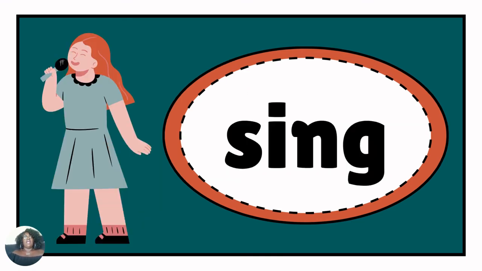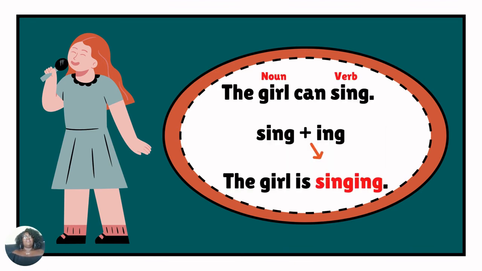Sing. Again, pronunciation, sing. Next slide. The girl can sing. Girl is the noun. Sing is the verb. Sing describes what the girl can do. Sing plus ing becomes singing. The girl is singing. It is now an action verb showing physical action. Next slide.